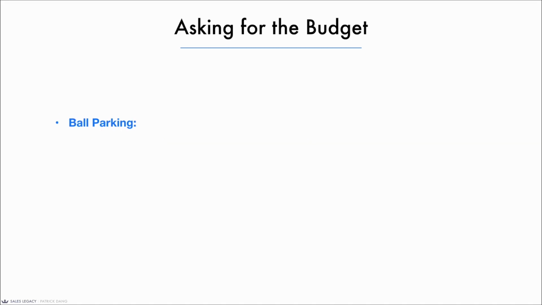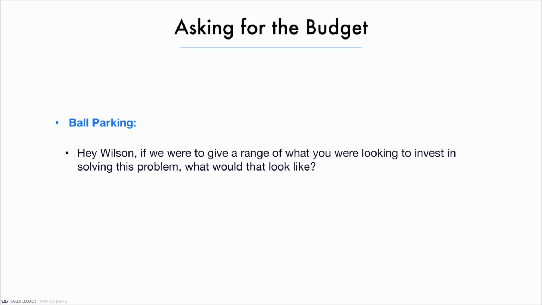And this is when we get into ballparking, meaning when I say ballpark, that's like, what is the general area for your budget? And these are some ballparking examples. So you could say, hey, Wilson, if we were to give you a range of what you were looking to invest in solving this problem, what would that look like? So you're basically just saying, hey, what's the range that we're working with? And they're going to say, 10 to 20,000 or whatever it is.